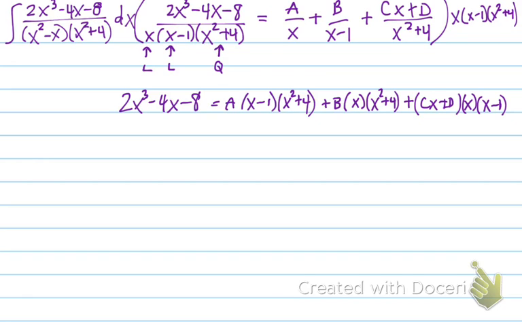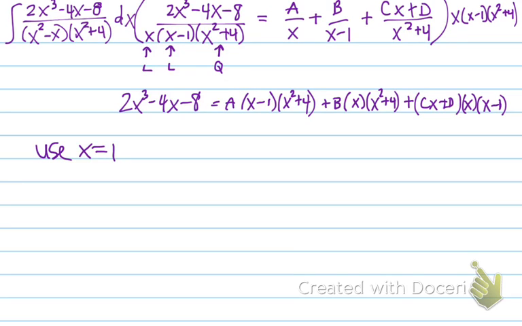So for example, if you use x equals 1, you're going to notice that this a term is going to cancel because it has that x minus 1 factor. And you're going to notice that this cx plus d term is going to cancel because it also has the x minus 1 factor. So that's going to help us solve for b. So let's do that one first.